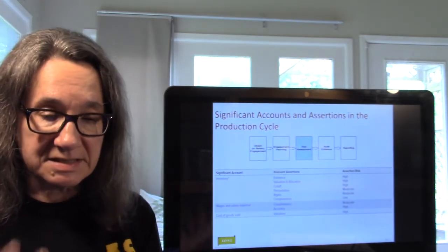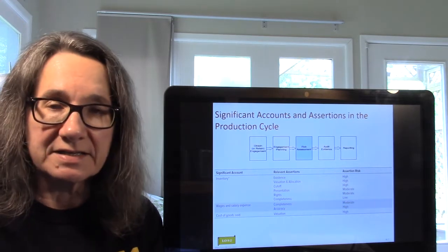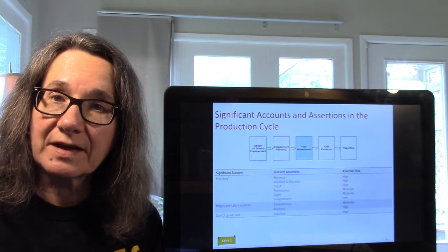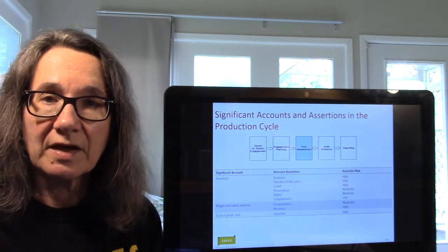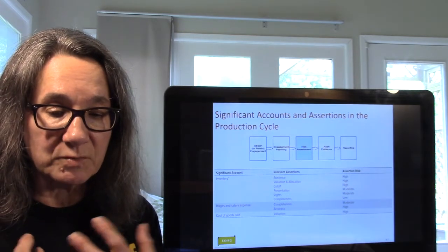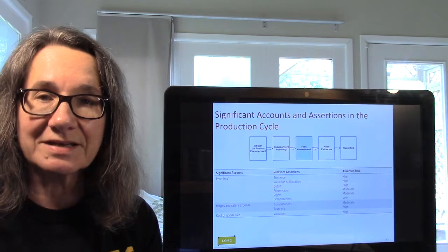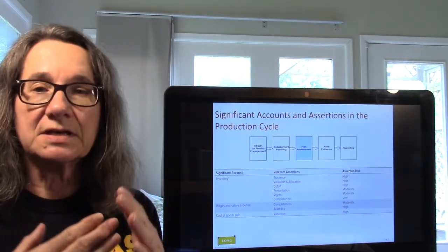So existence is important, and there's very high risk to that assertion because they could say, oh, that inventory's on its way here. That inventory's in that warehouse in that other state. Oh, they'll tell you that inventory's somewhere else. So the risk to existence is very high. Same thing with valuation and allocation. Think about it in a production cycle where there's manufacturing.